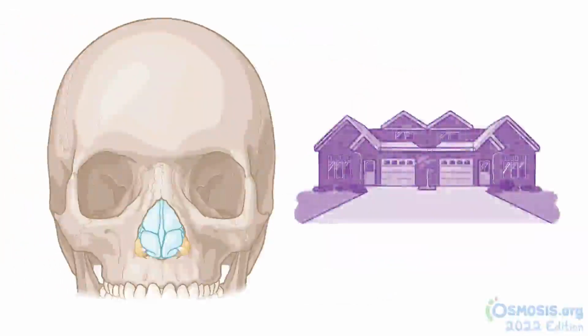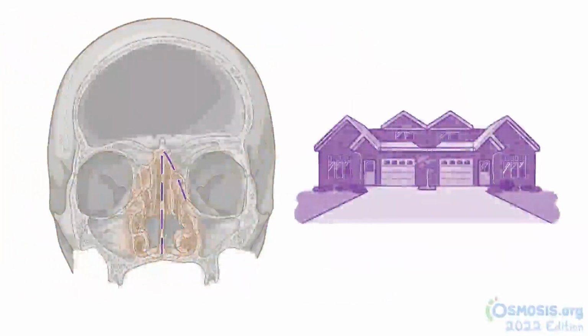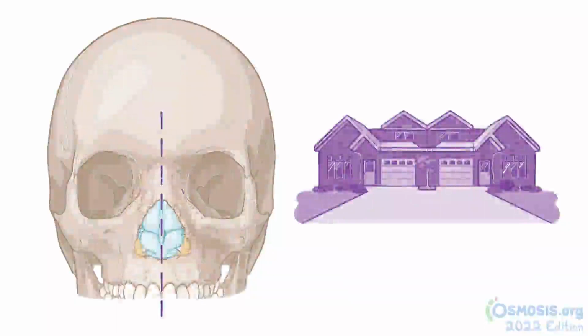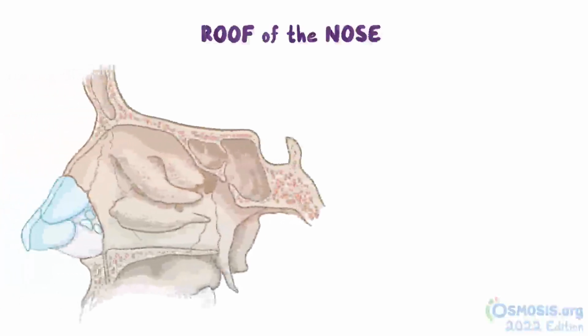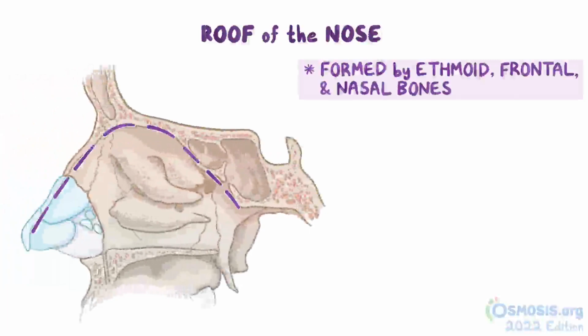Now, the nasal cavities are similar to duplex houses. They're connected in the middle, mirror one another, and have a roof, a floor, and a medial and lateral wall. Okay then, let's raise the roof. The roof of the nose is quite narrow, and is formed by parts of the ethmoid, frontal, and nasal bones.